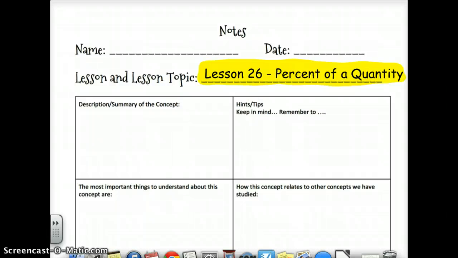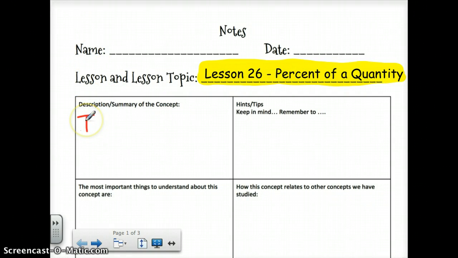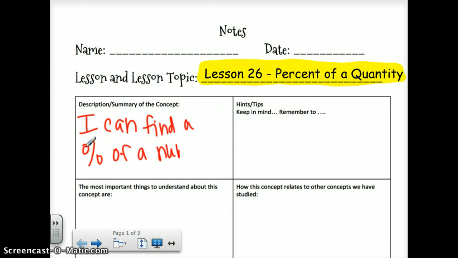So, I'm going to say in my description and summary of the lesson or concept, this is what we're going to be able to do by the end of this. Yes, you need to be writing this down. I can find a percent of a number. Okay, remember that quantity and number are the same things.